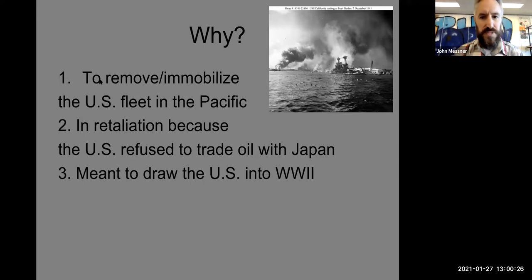But why would Japan attack us when we were at peace with them, had no inclinations there was going to be an attack? Well, number one reason is they wanted to remove and immobilize our U.S. fleet in the Pacific. So if they crippled and destroyed our battleships and our aircraft carriers, which they hoped were also going to be there, which weren't, then we couldn't respond to whatever they were going to do in the Pacific.